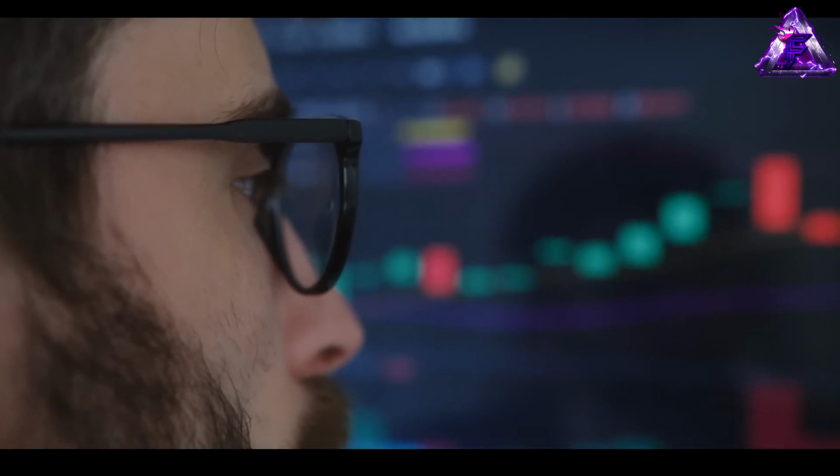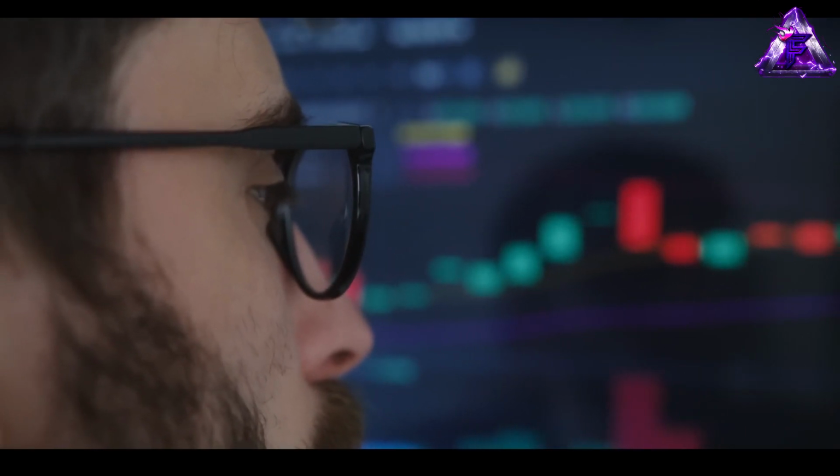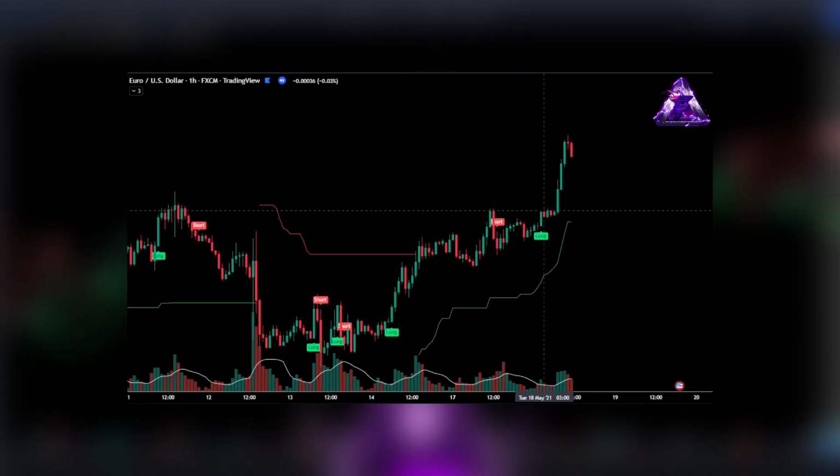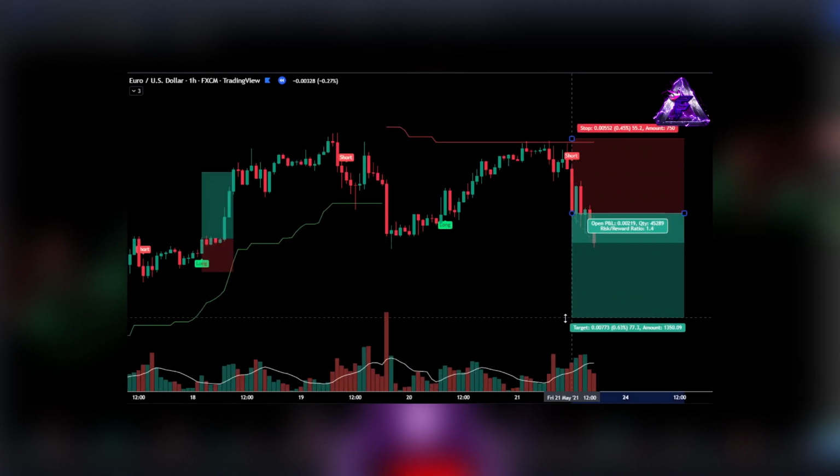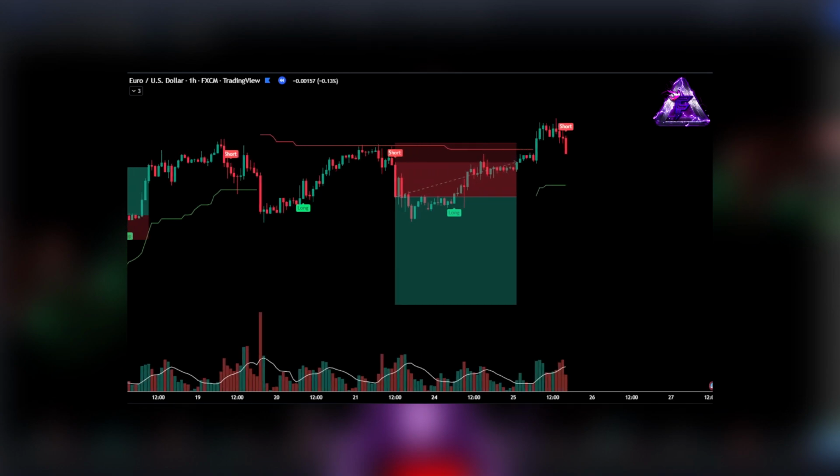You may also want to stick around to the end of the video because towards the end I will also backtest this particular strategy 150 times using a risk to reward ratio of 1:2 just to see how this performs in different market conditions.